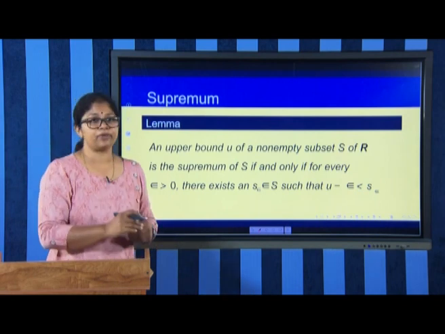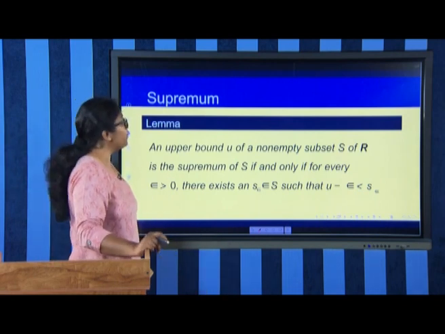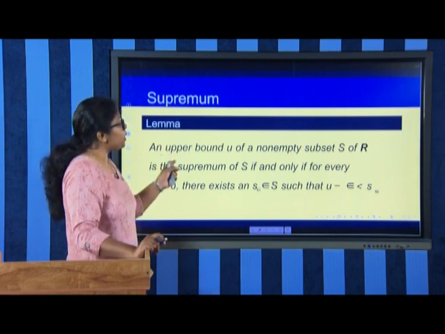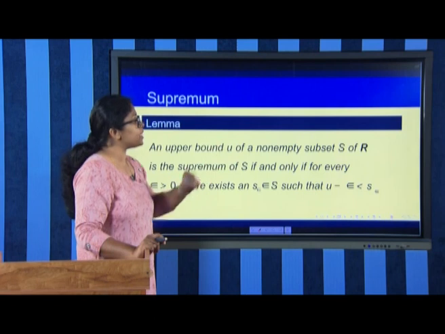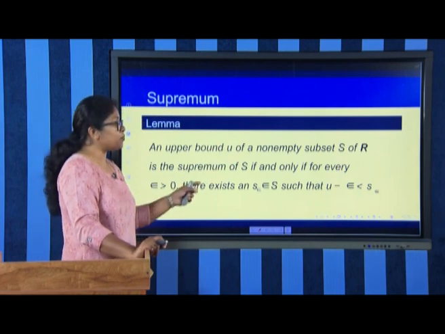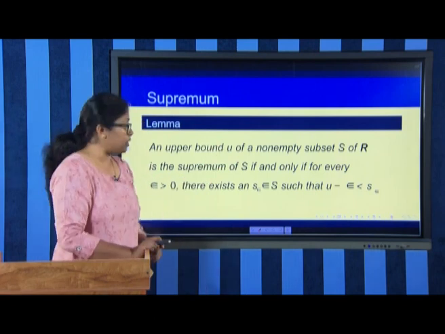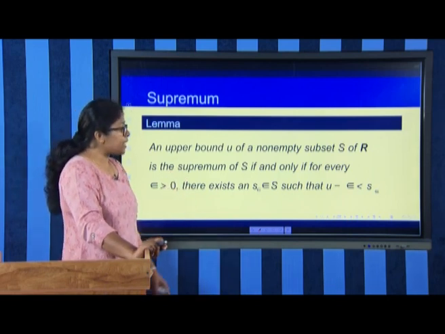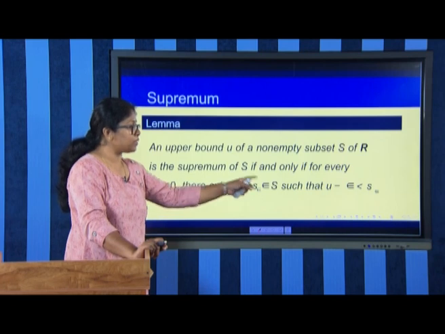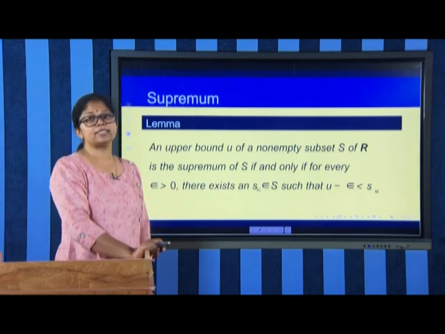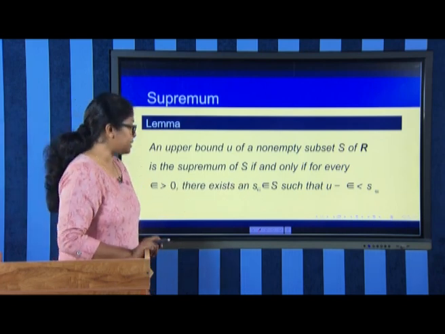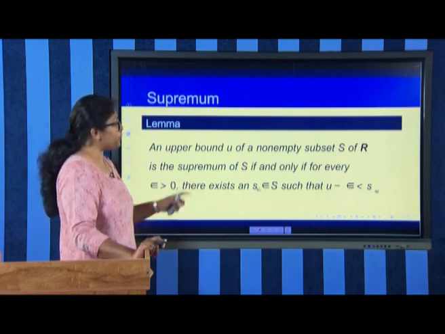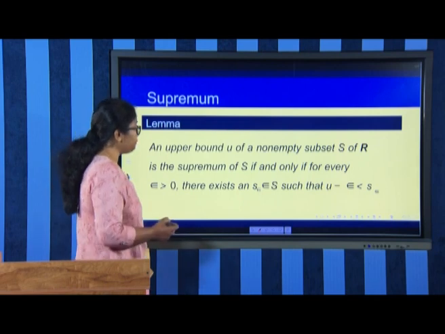Keeping that alternative definition, we have a lemma which states that an upper bound u of a non-empty subset S of R is the supremum if and only if for every epsilon greater than 0, there exists an S epsilon belonging to S such that u minus epsilon is less than S epsilon. So, let us look at the proof of this lemma.